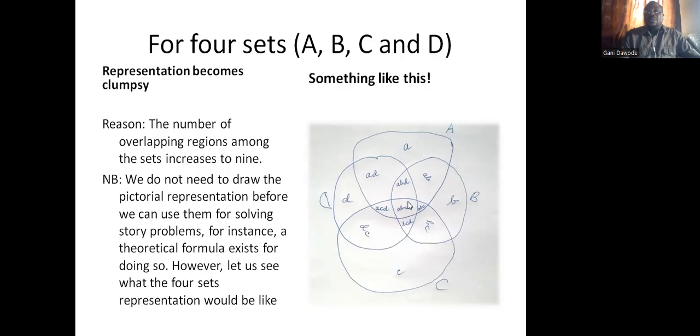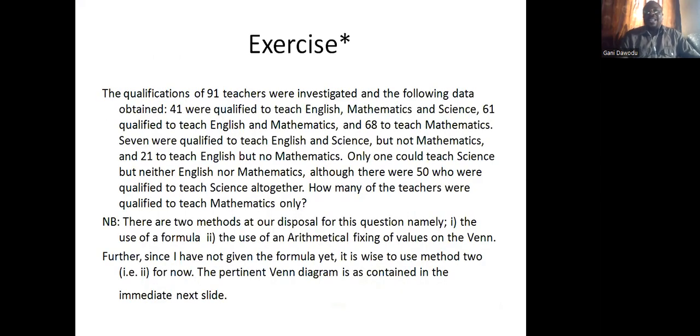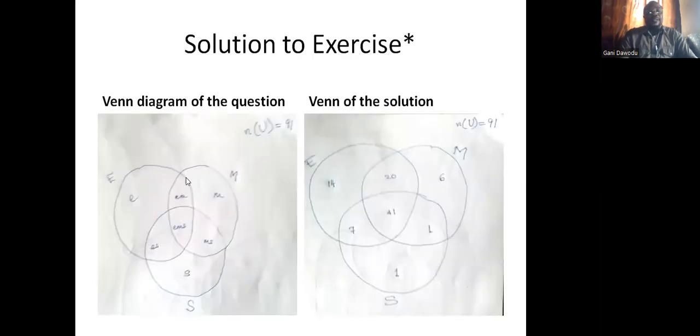So we will use something else, because there is actually a formula that will be usable whenever we have story problems. Now, this is an exercise. If you read through this, you'll find that, from what I've talked about, there are two methods that can be used to solve it: either arithmetic piecing of the values on the Venn diagram, or the use of the formula. From this, we can draw a Venn diagram of the question that looks like this.